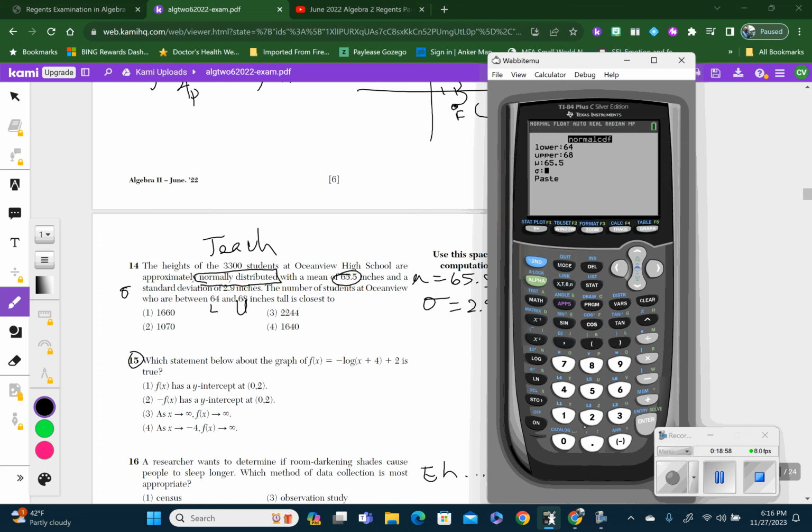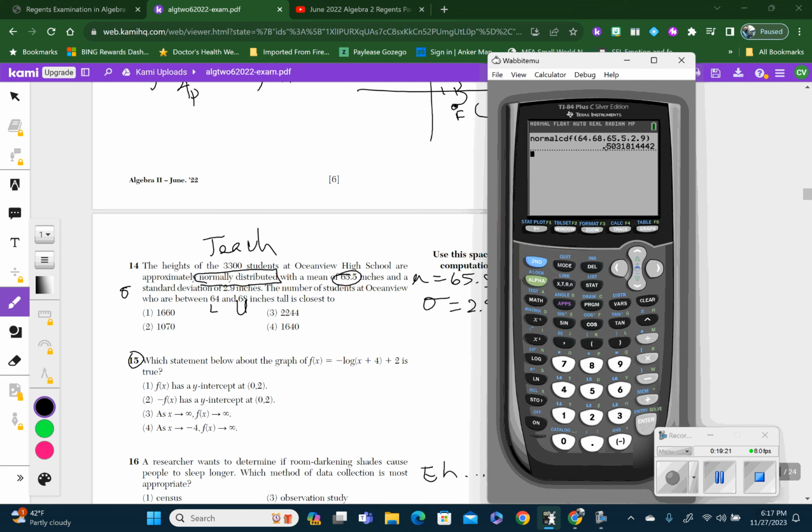And then our σ, the O with the little line over it, is our standard deviation, which is 2.9. So this is now going to give me a percent, specifically as a decimal. So I'm just going to hit enter, enter, and enter again. Now this is 0.531 blah, blah, blah. Okay, so now this is the percent, right?